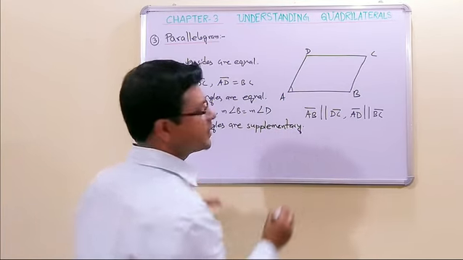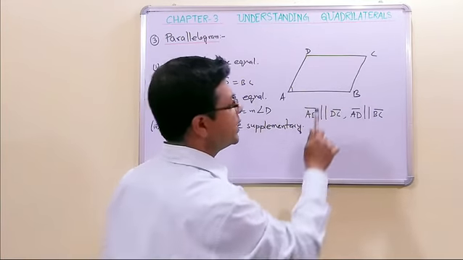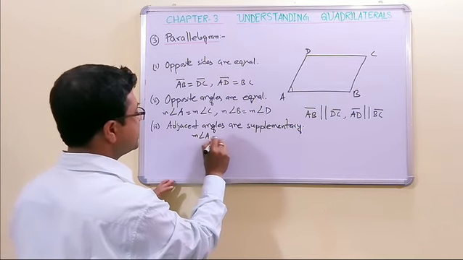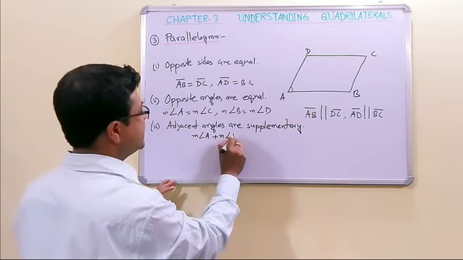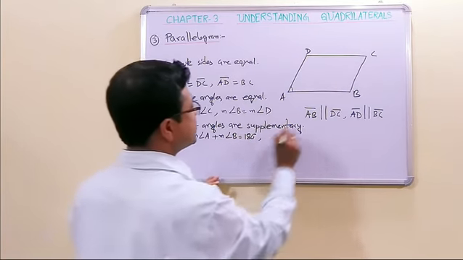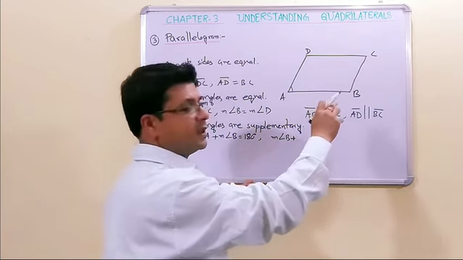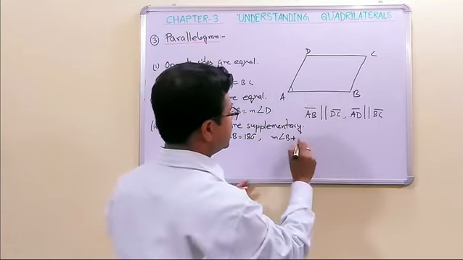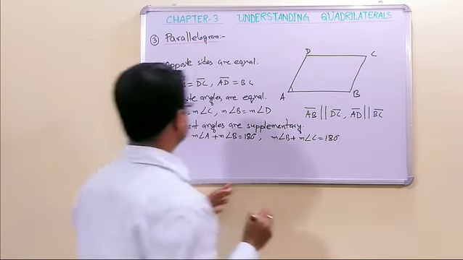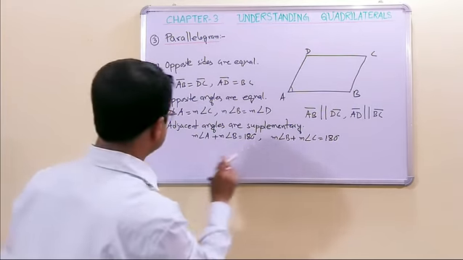Now, what is the meaning of supplementary? It means that the sum of this angle and this angle is 180 degrees. That is, the measure of angle A plus the measure of angle B is 180 degrees. Or suppose we take the measure of angle B plus its adjacent angle, angle C, the measure of angle C is 180 degrees. So the third property is that adjacent angles are supplementary.